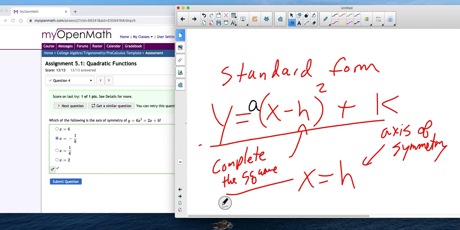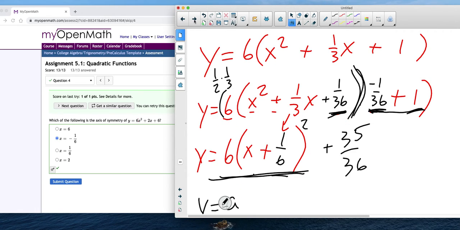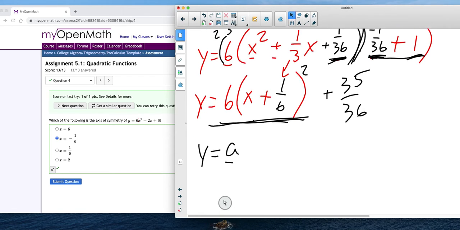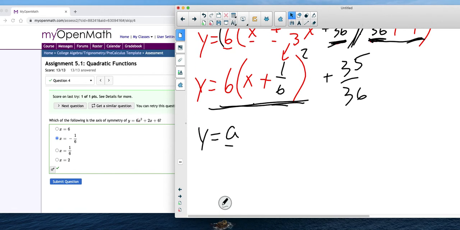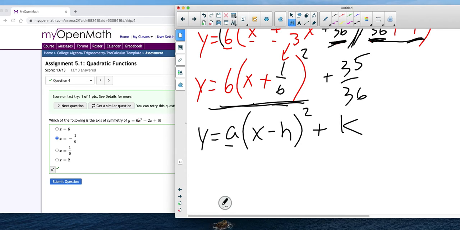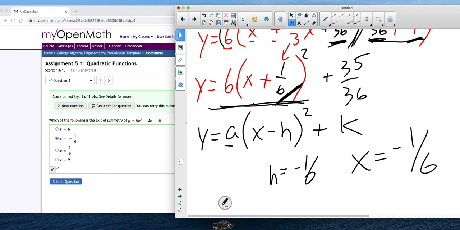Okay, standard form is y equals, and I forgot the a on the slide here. I forgot to put the a here. All right, so standard form is y equals a(x minus h) squared plus k. So our h is negative 1/6. That means the axis of symmetry is going to be x equals negative 1/6. Okay, and I've got that as an answer.